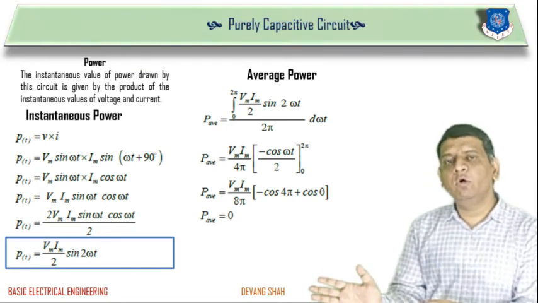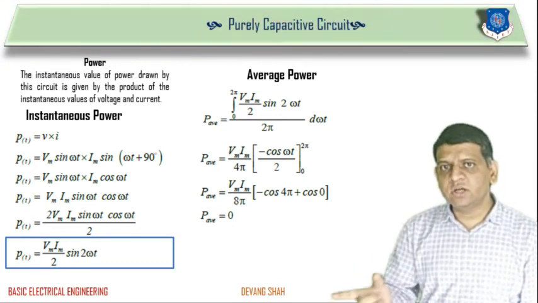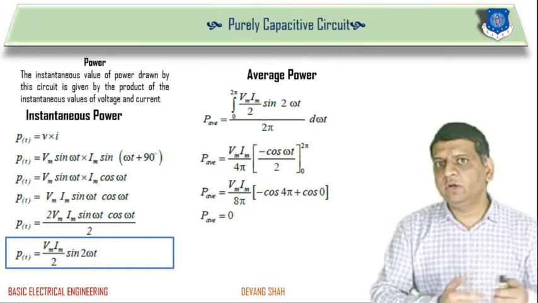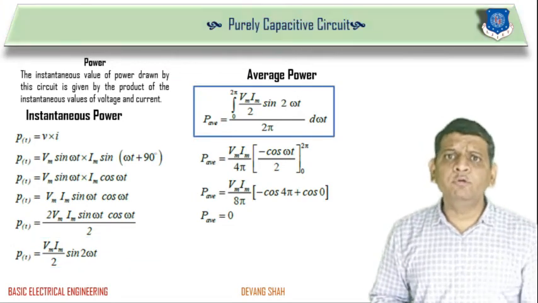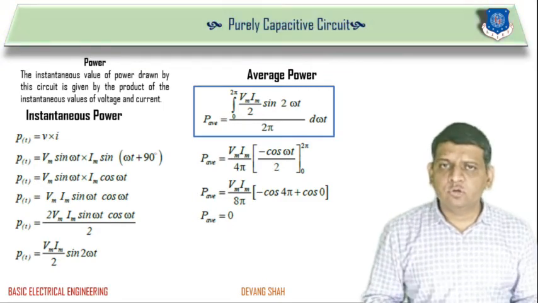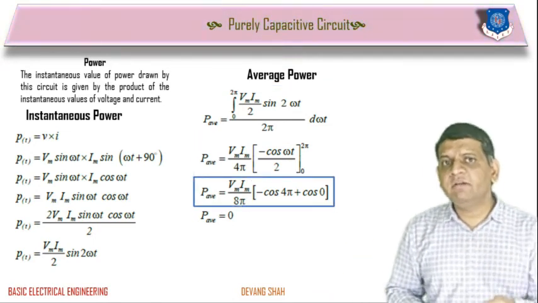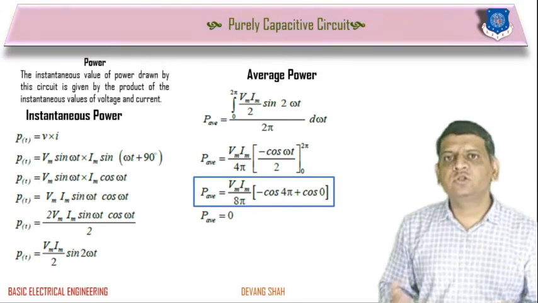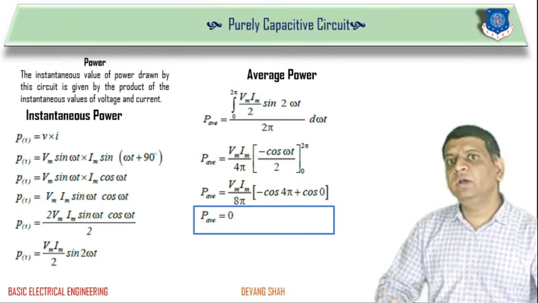Now this is not the case with the purely resistive circuit, where in purely resistive circuit you will find total two terms. One term is a constant and another term is fluctuating. Same way in a purely inductive circuit, p(t) is equal to minus Vm Im by 2 into sin 2 omega t, which is the fluctuating term. So average value is equal to 0. Once you take the integration of the capacitive power term with respect to the full cycle 0 to 2 pi, you can find the P average value Vm Im by 8 pi into, in bracket, minus cos 4 pi plus cos 0. So here average value of instantaneous power P average is always equal to 0 for purely capacitive circuit, right?